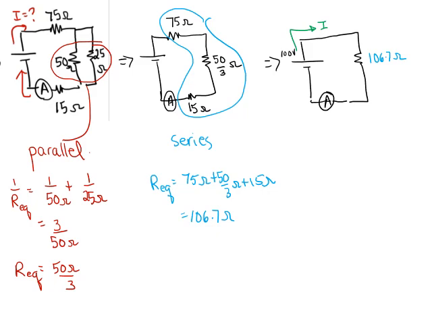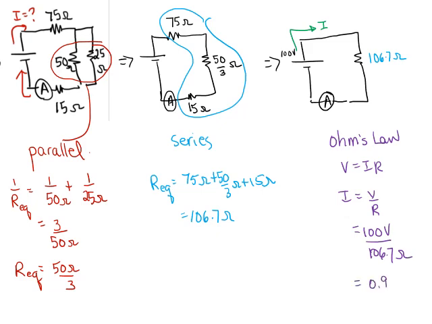106.7 ohms. I can apply Ohm's law, which says that V equals IR, so my current is going to be my potential divided by my resistance, 100 volts over 106.7 ohms, 0.938 amps. So that's the current output by the battery as soon as we close the switch.